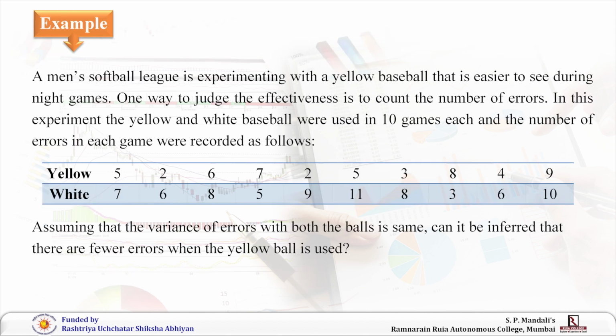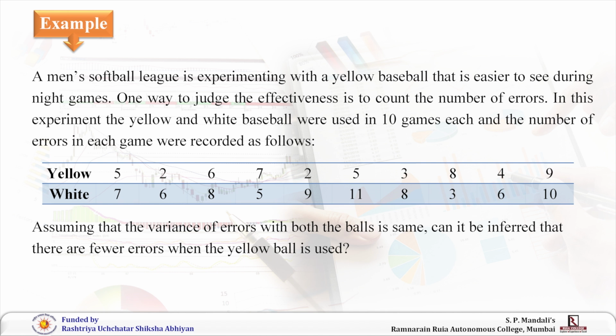The example in order to study this test is a men's softball league played either with a yellow ball or a white ball. It is assumed that a yellow ball is easier to view in night games. So, a sample of 10 games were tested on each of yellow and white balls, and the number of errors caused was recorded as given in the table.